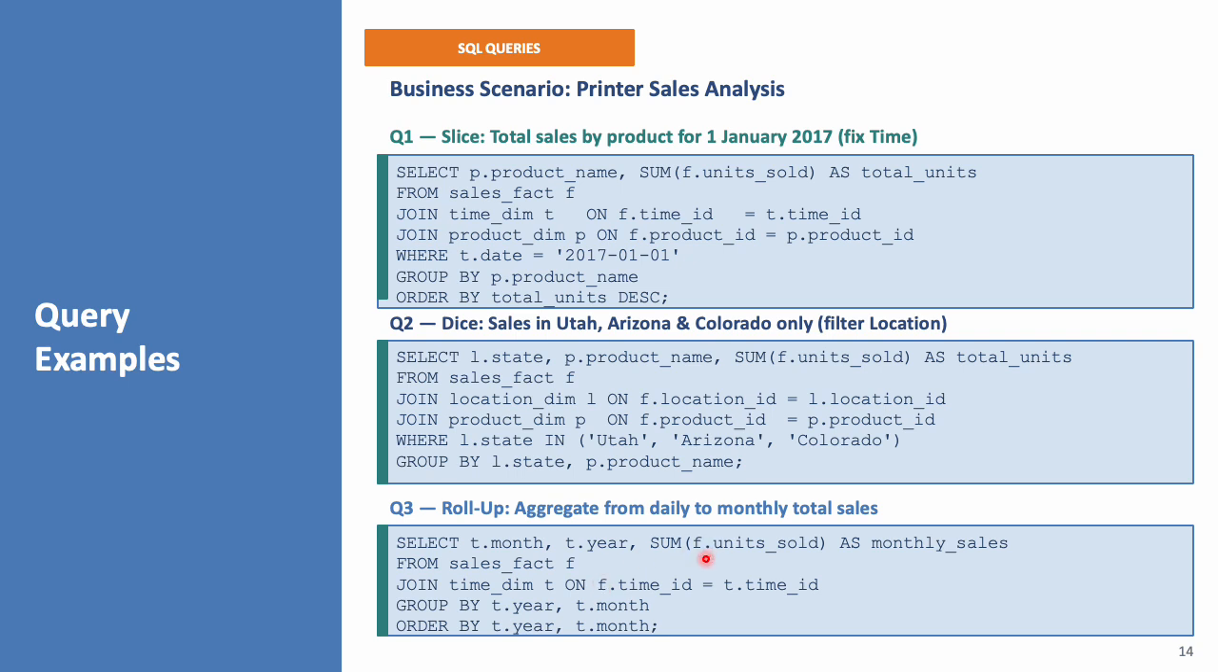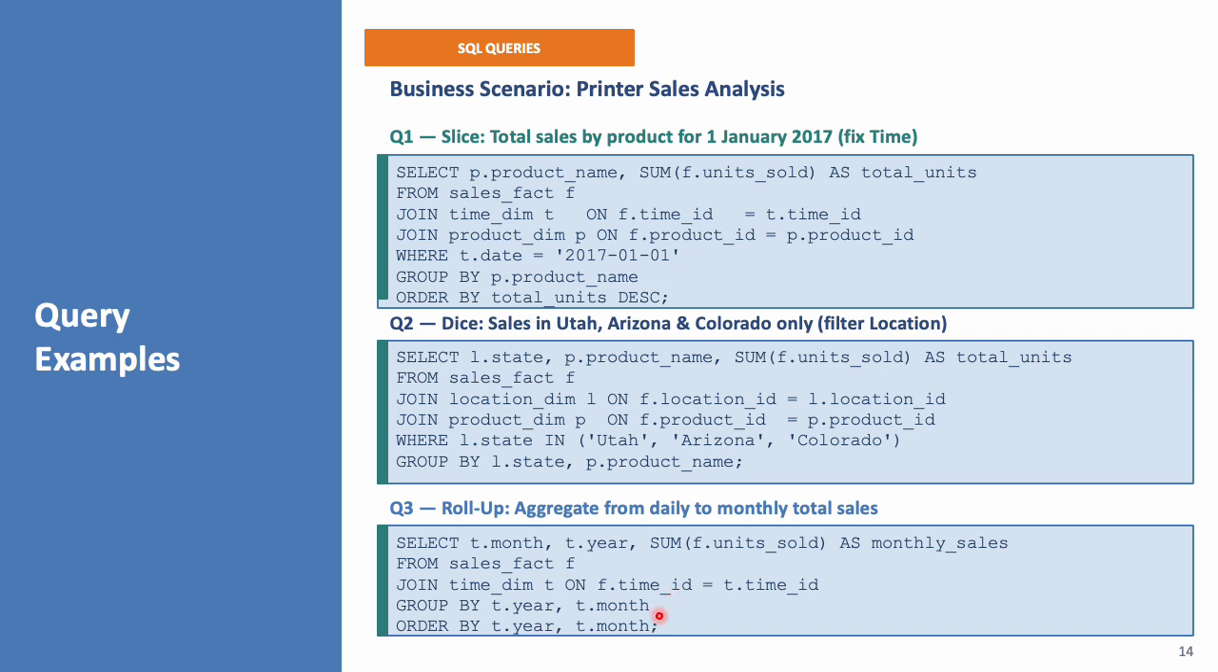Here the sum function adds together all the daily unit values that fall within the same month and year combination, producing a single monthly total. Join. The time dimension table contains not just the date, but also derived columns like month, number, and year, which we can use for grouping at higher levels of the hierarchy.